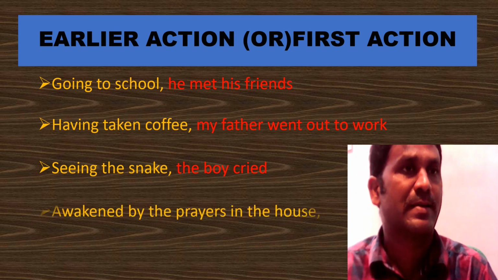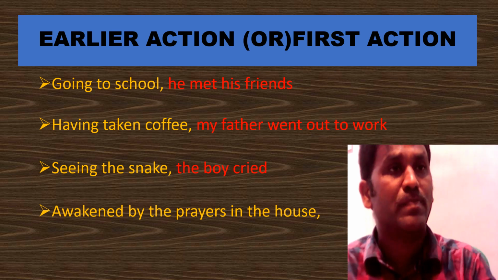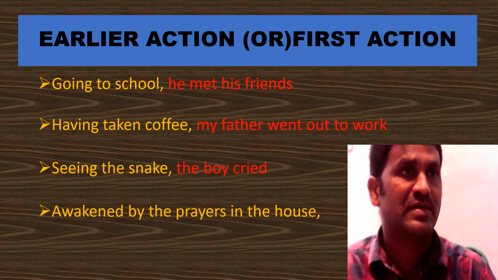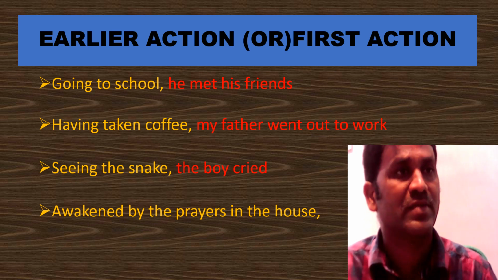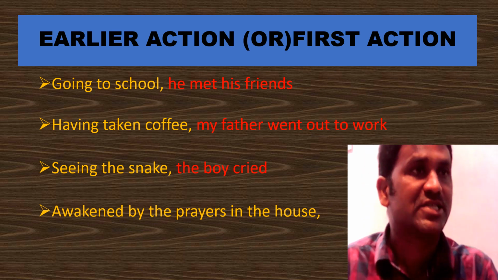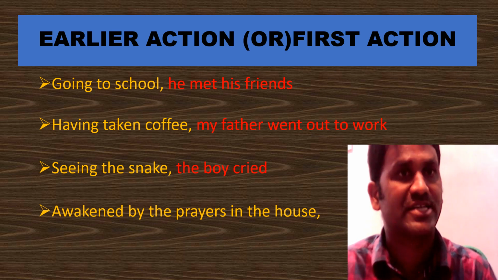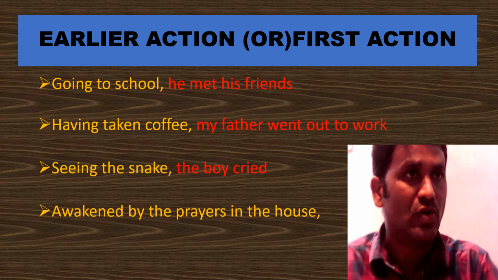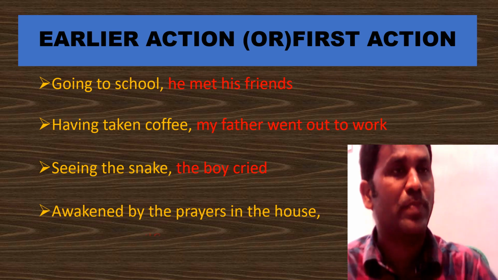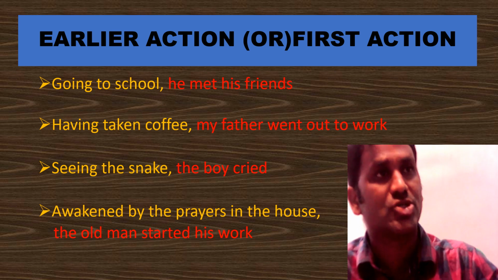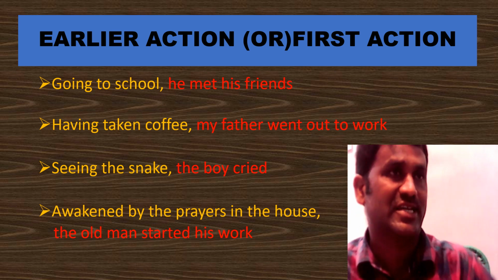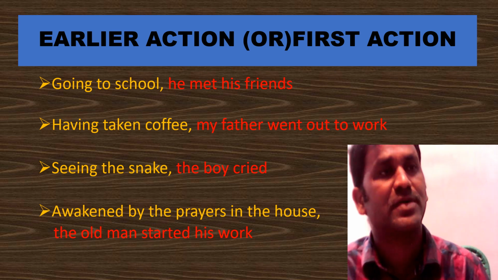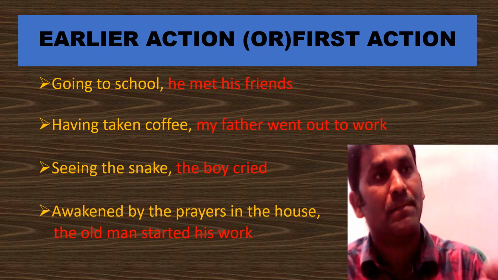Next, the fourth one, awakened by the prayers in the house, ఇంట్లోని పూజల వలన లేపబడి. Awakened, verb third form, it is past participle. So this one happened first, earlier, first action. Then what happened? The old man started his work. So in all these four sentences, the yellow parts show that these actions are first actions. Okay, introduced by present participle, perfect participle and present participle, past participle.